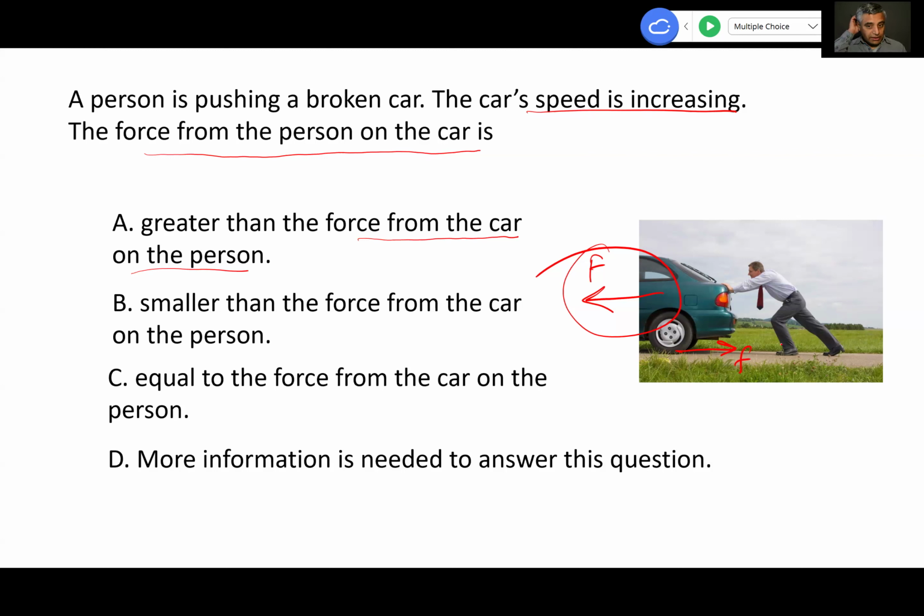So yes, the forces are equal, but they are acting on two different objects, which means they don't cancel. That's a very important fact that you want to learn here. That's when we make a lot of mistakes. Okay, folks? So C is the correct answer.